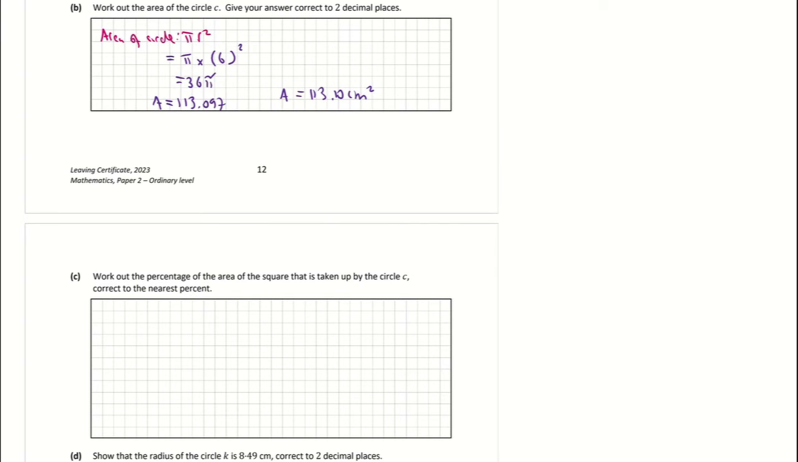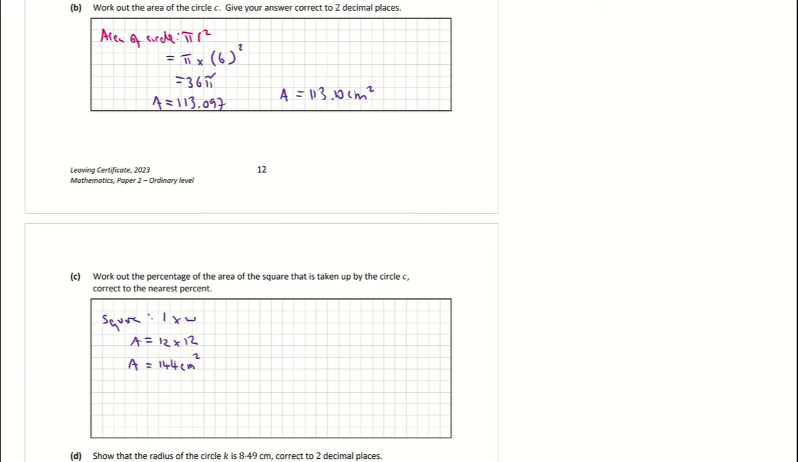Part C, work out the percentage of the area of the square that is taken up by circle C. So we have the area of circle C, we just need to get the area of the square now. The area of a square is length by width, and if you scroll back up, the length is 12 and the width is also 12. So that's giving me an area of 144 cm squared.